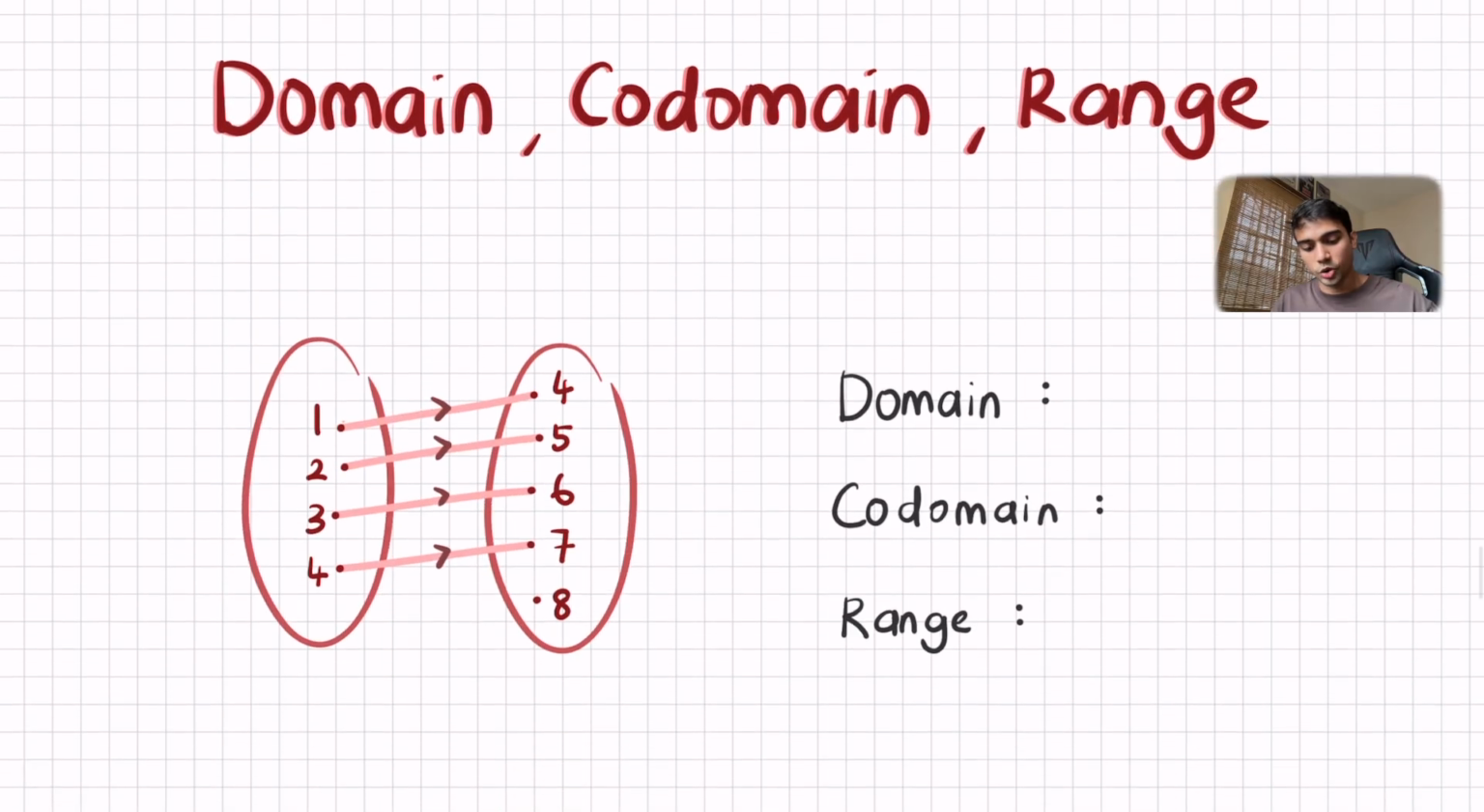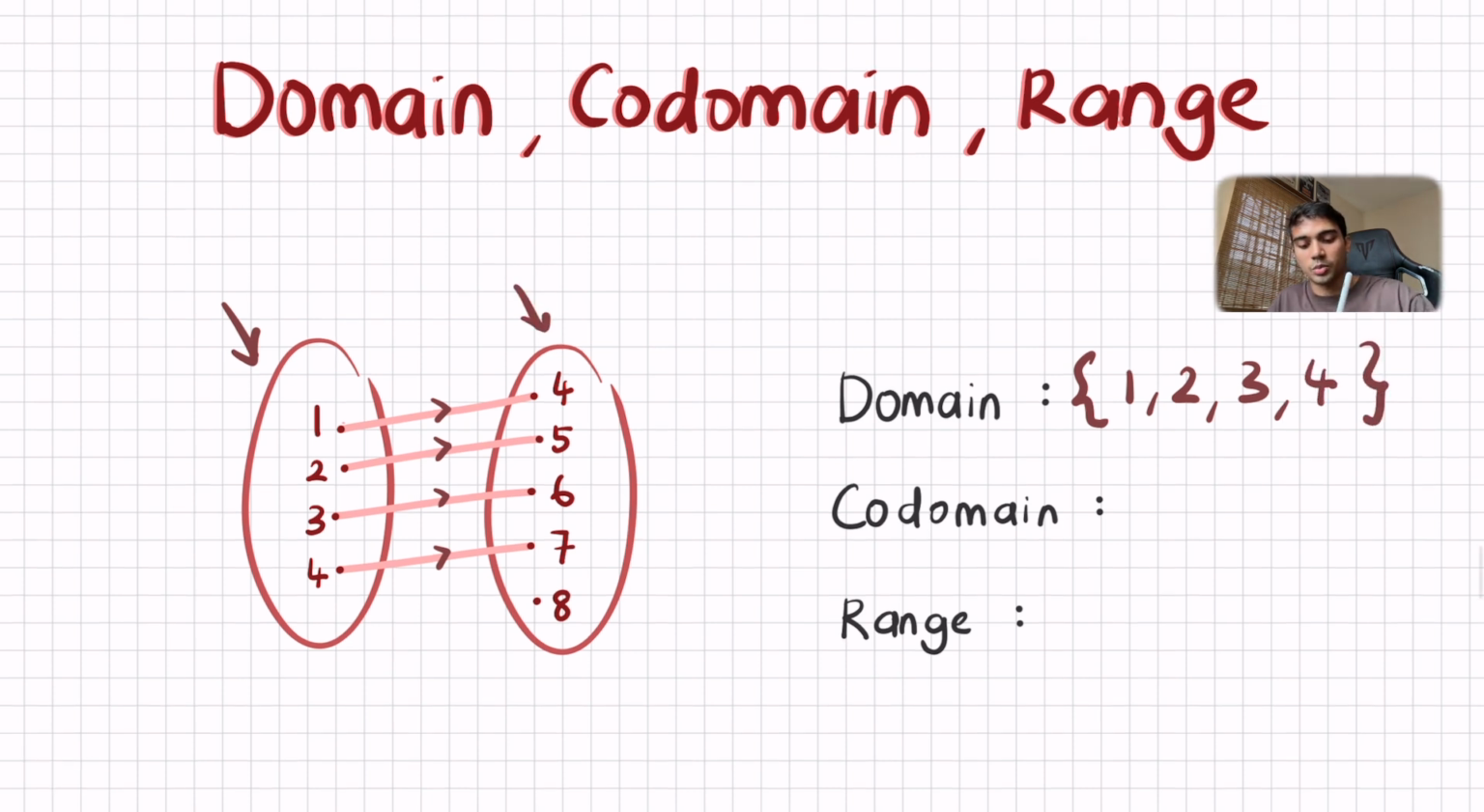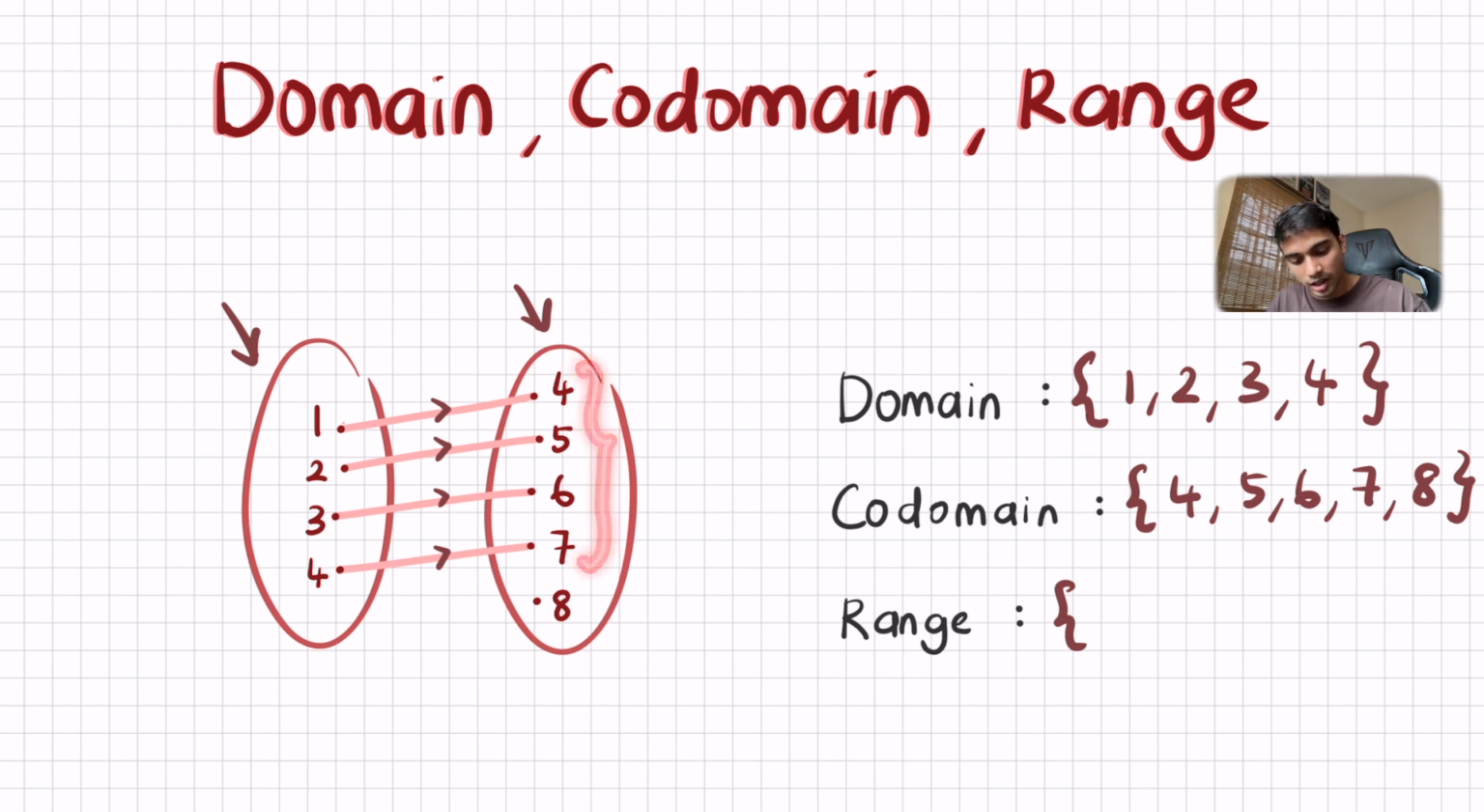Next, let's look at domain, codomain, and range. Your domain is everything inside your object column. So domain would be {1, 2, 3, 4}. You must write them inside these curly brackets. And then codomain would be everything inside the image column. So {4, 5, 6, 7, 8}. For range, we take the codomain, whichever images that have an object. So 4, 5, 6, 7 have an object, 8 doesn't have. So 8 will not be included. So just {4, 5, 6, 7}.